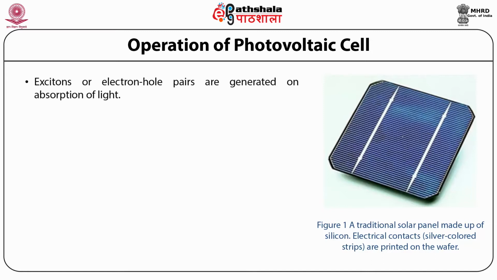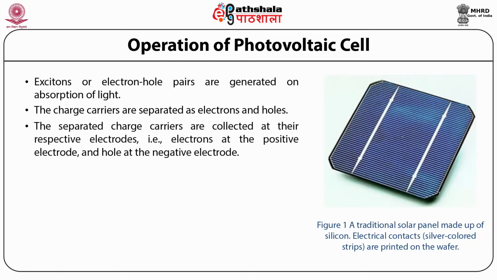A photovoltaic cell operates on the following three attributes. First, excitons or electron-hole pairs are generated upon absorption of light. The charge carriers are separated as electrons and holes. Then the separated charge carriers are collected at the respective electrodes. That is, electrons move towards the positive electrode and holes move towards the negative electrode.